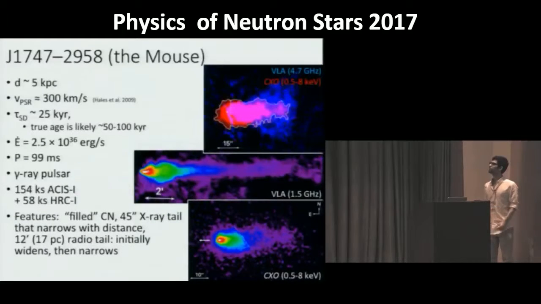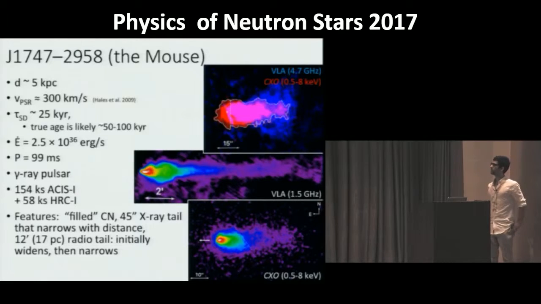And the last one is J1509-5850, the mouse. Its distance isn't very certain, but it's on the order of 5 kiloparsecs. Its proper motion has been measured, and at 5 kiloparsecs, it's 300 kilometers per second. Its spin-down age suggests 25 kiloyears, although it's probably on the order of 50 to 100 kiloyears, since no associated nebula is seen in radio or X-rays.